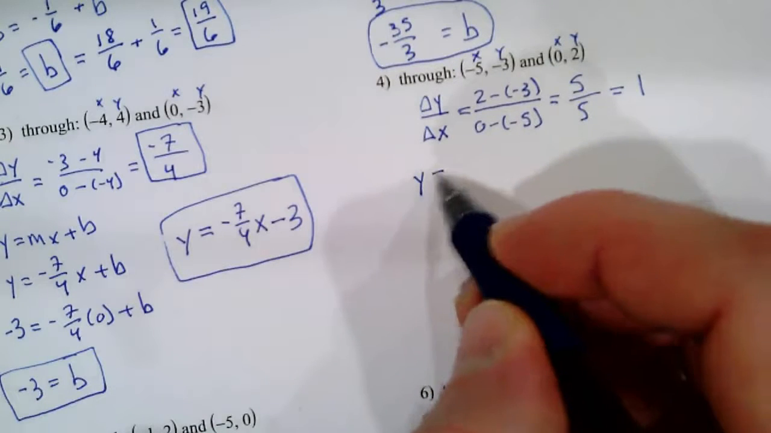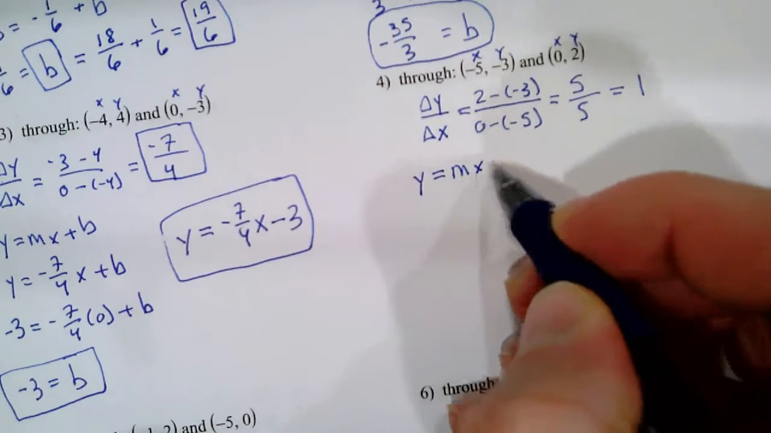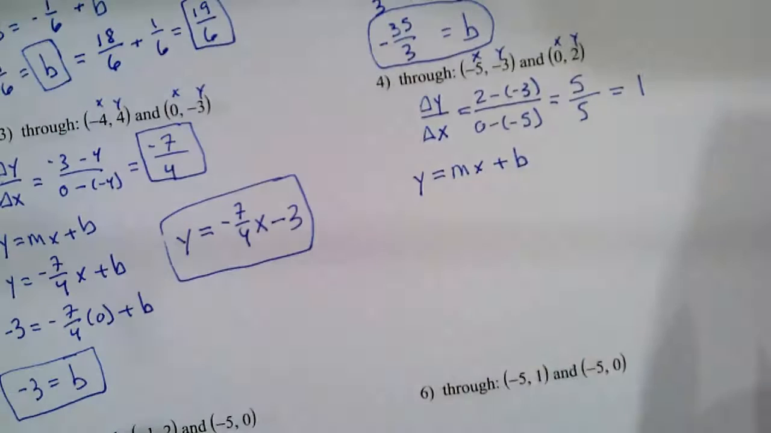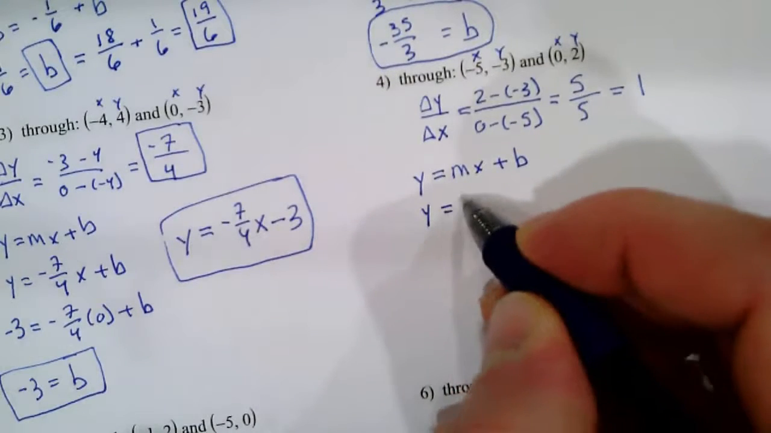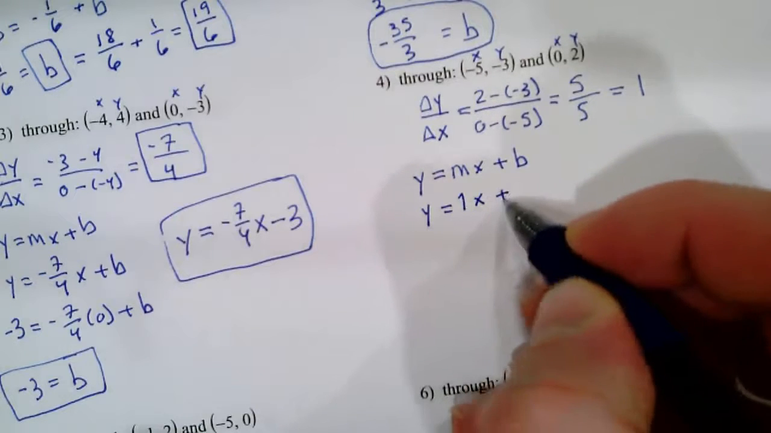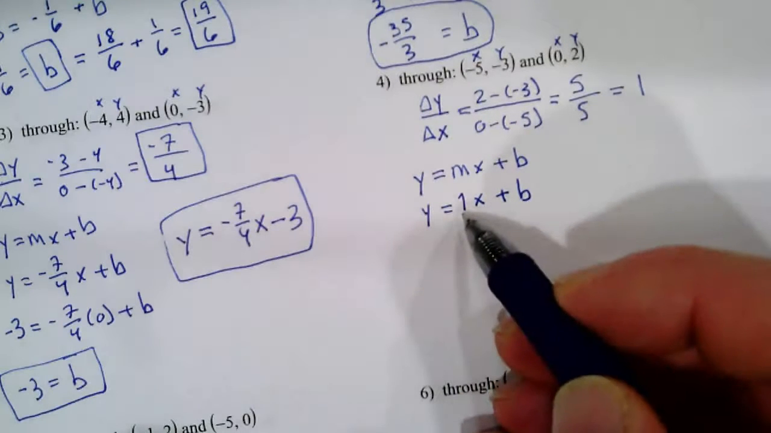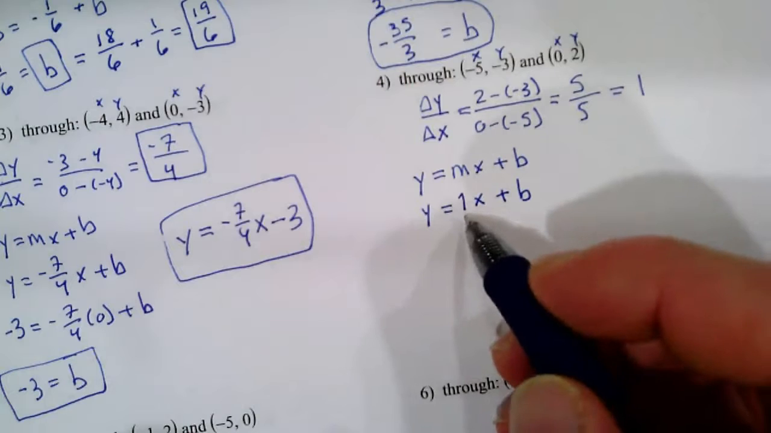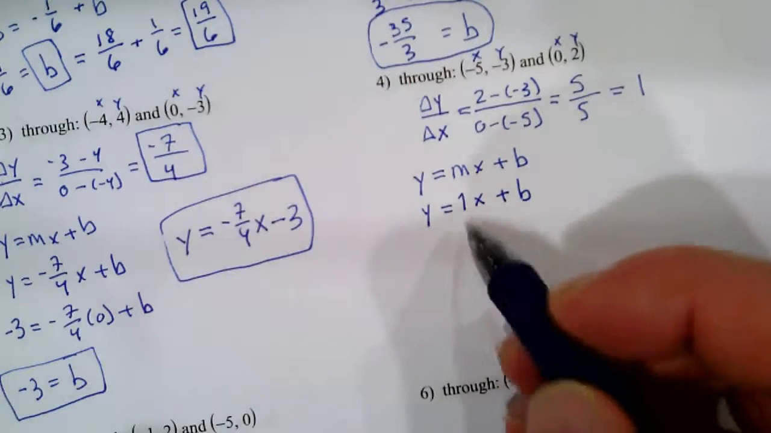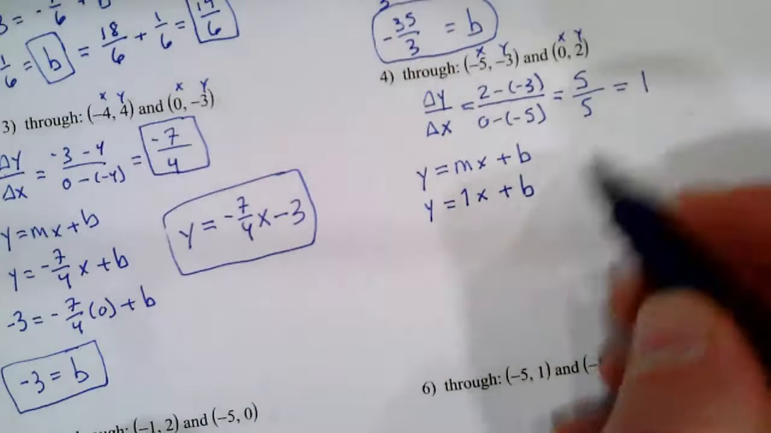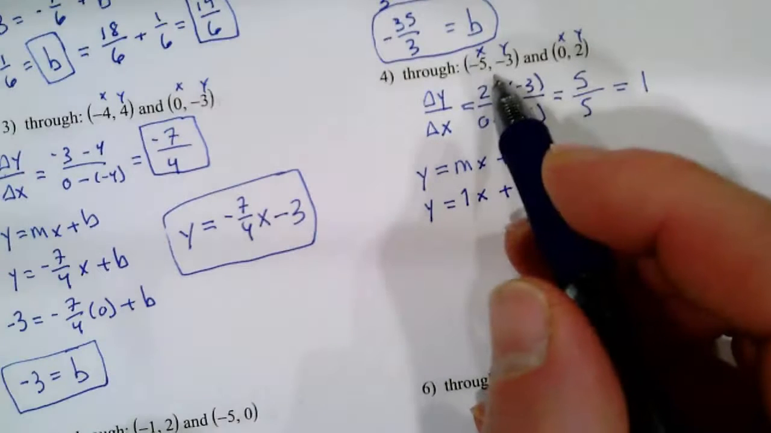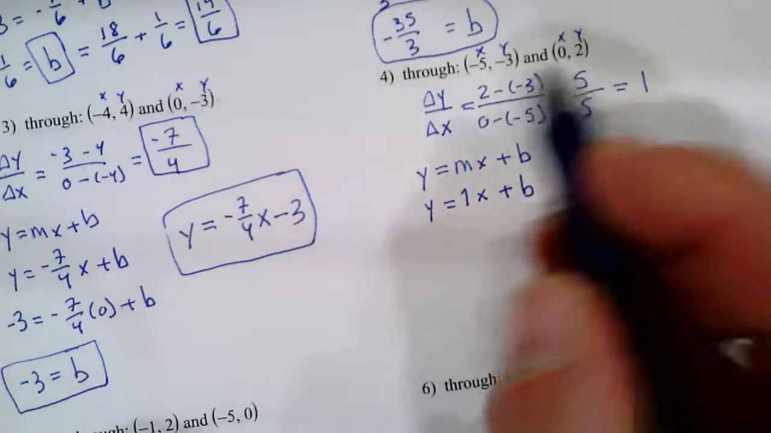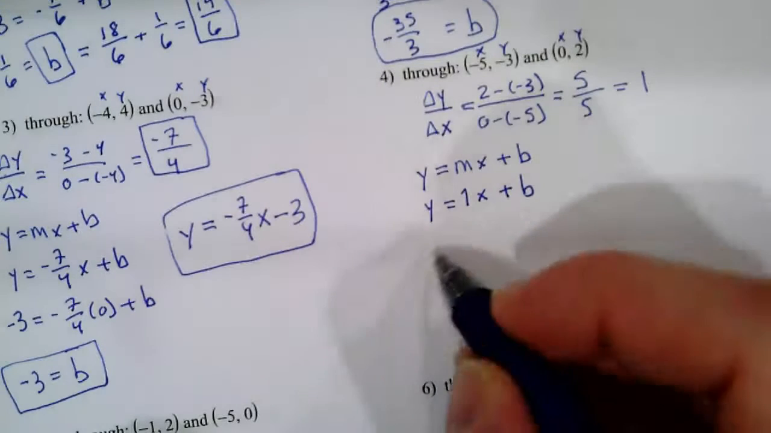Alright, so y equals mx plus b. We know our m, it's 1. Y equals 1x plus b. I wrote the 1 in there, but that's usually something you don't do. If it's just a coefficient of 1, you just leave the number off. Alright, let's see. So now we're going to pick one of these points. And let's go ahead. Let's pick this point instead of that point. We're going to show that it works out the same.